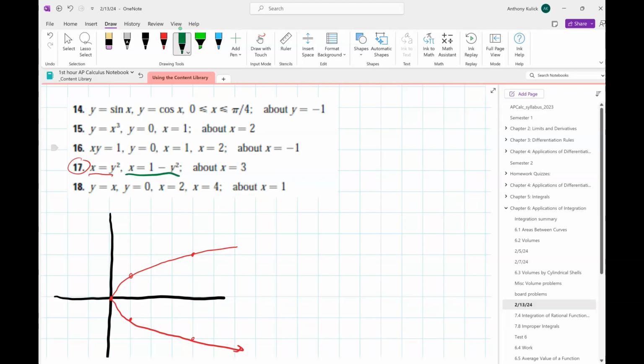How about this part? It opens the other way because I see the y is negative, right? And it starts at 1, 0. So when x is 0, y had to be 1 or negative 1. So it's going to look like that. So here's our shaded region in there, right? And then we're rotating about the line x equals 3. So 1, 2, 3.